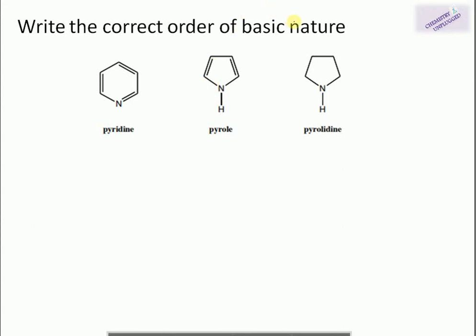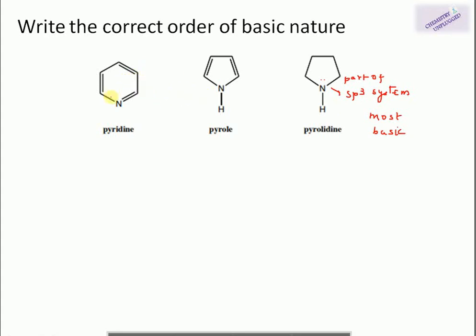We have pyridine, pyrrole and pyrrolidine. So in pyrrolidine, nitrogen is a part of an sp3 hybridized system, and we know that sp3 hybridized atoms are more basic than sp2 hybridized. So pyrrolidine is the most basic in nature. Then we have to identify which one is more basic between pyridine and pyrrole.